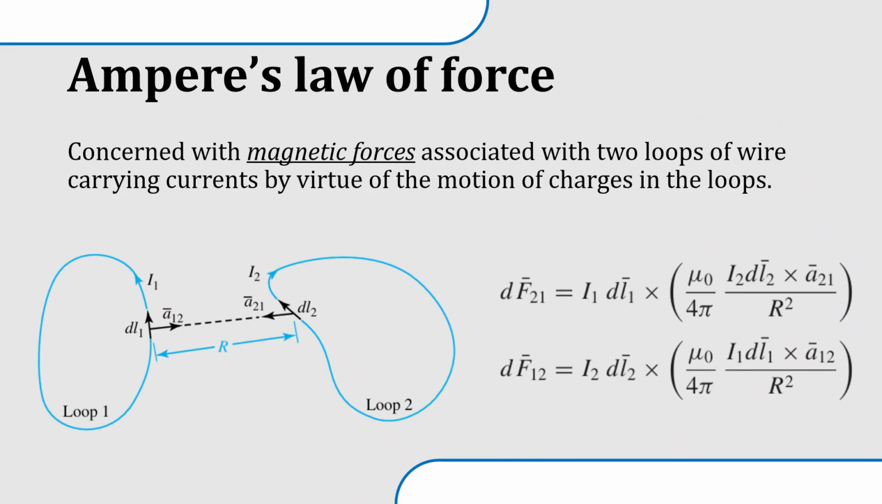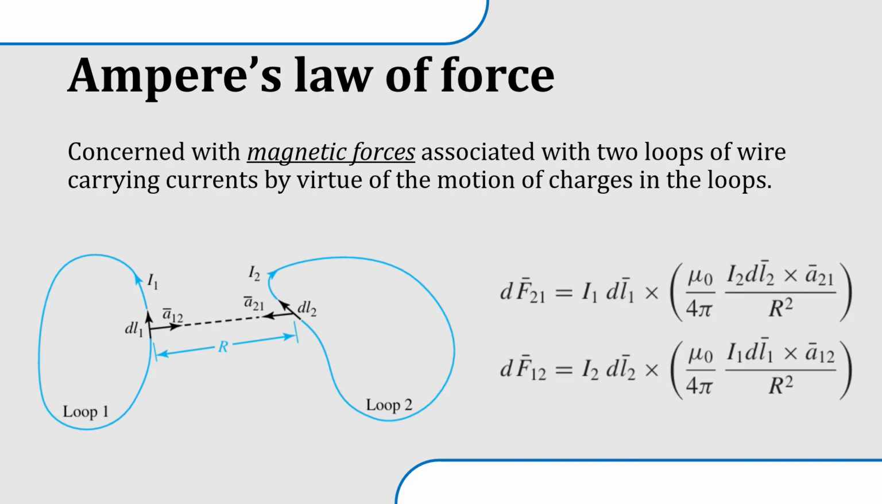Also in a previous video, we introduced Coulomb's law, which involves the electric force associated with charged bodies, whether that's 2-point charges or maybe even multiple. Now we are going to introduce Ampere's law of force, which is concerned with magnetic forces associated with 2 loops of wire that are carrying currents by virtue of the motion of charges in the loop. However, keep in mind the schematic shown here is isolated current elements, which cannot exist without a source or sink of charges within the loop.